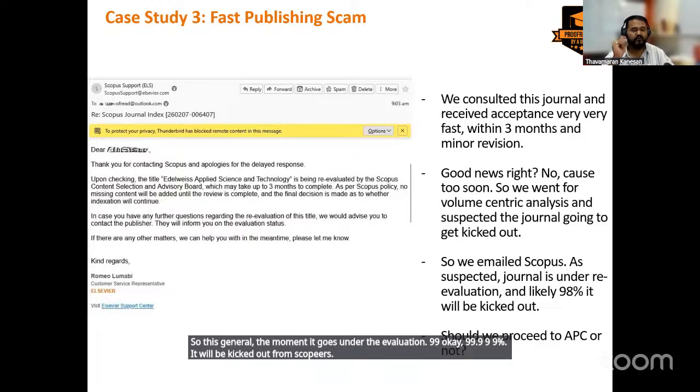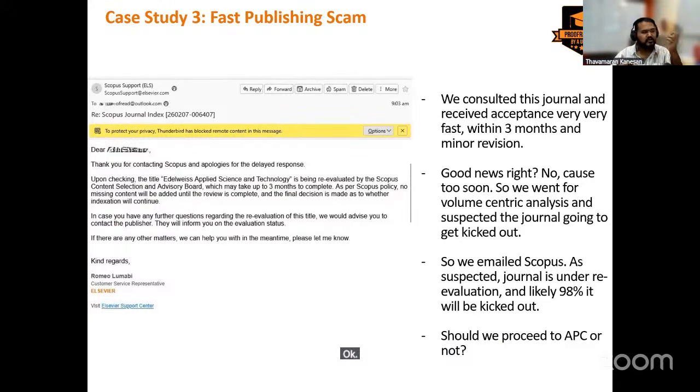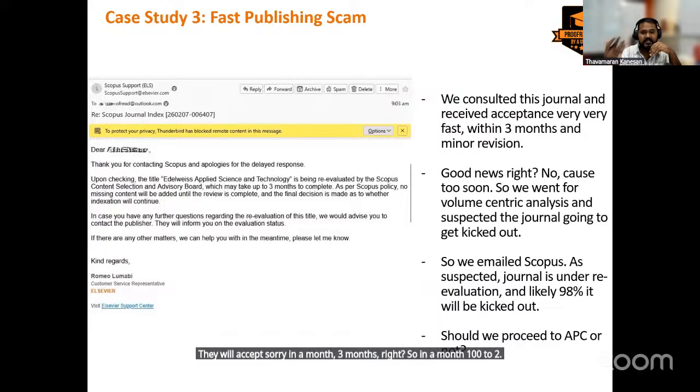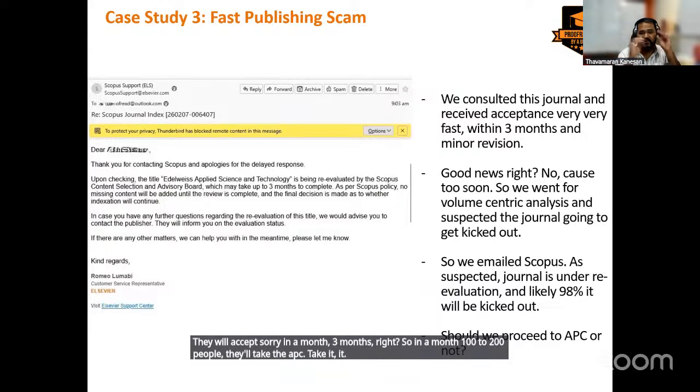So what they do, within that 3 months period, they will accept as many papers as they can. Okay, as many. So example, they can go even up to 100 to 200 papers in a year. They will accept, sorry, in a month, 3 months, right? So in a month, 100 to 200 papers, they'll take the APC. Then after 3 months, get kicked out, the journal editor will disappear. The whole company will disappear.